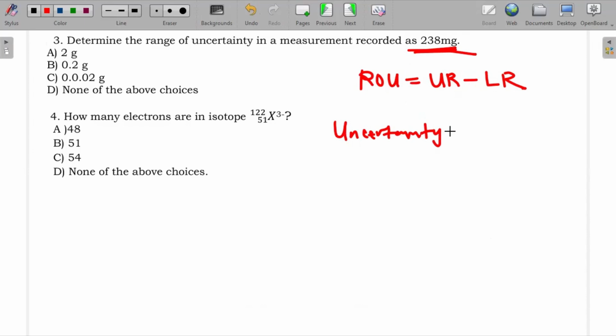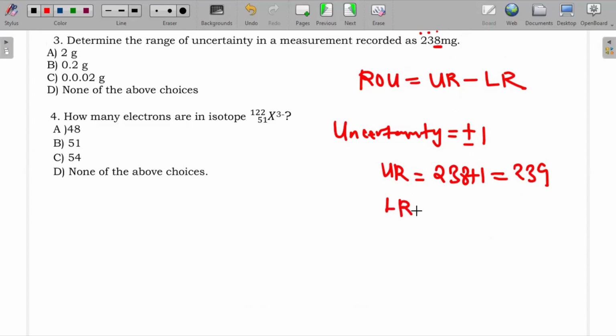For uncertainty, we look at the last significant figure in this number that you've been given. This last significant figure is this 8 because it's a non-zero number. This is ones, tens, 100, so the last significant figure is in the ones, meaning the uncertainty is plus or minus 1. The upper reading would be 238 plus 1, that would be 239. The lower reading would be 238 minus 1, and that would be 237.